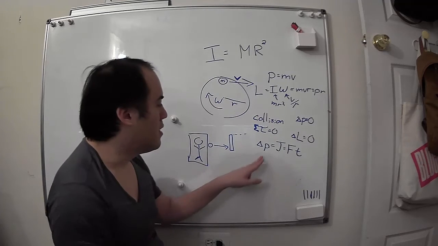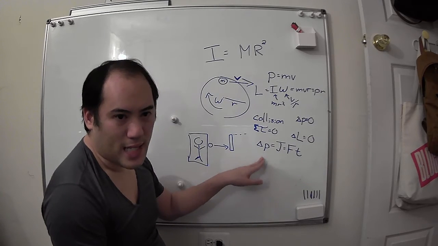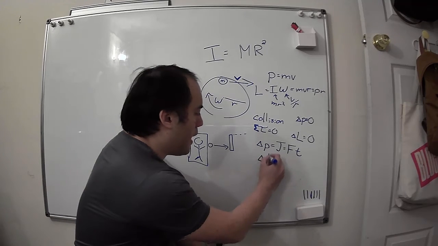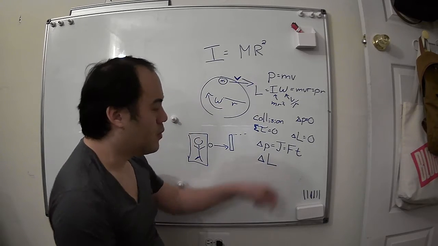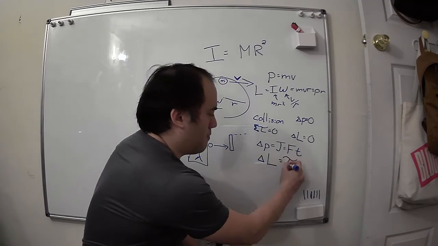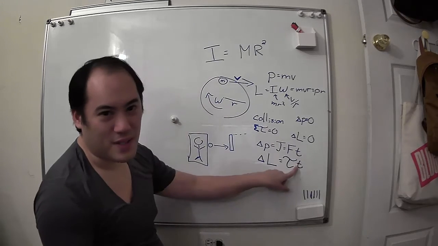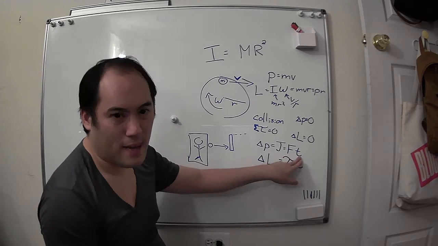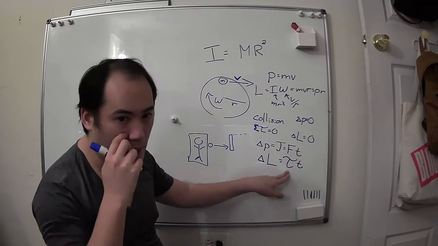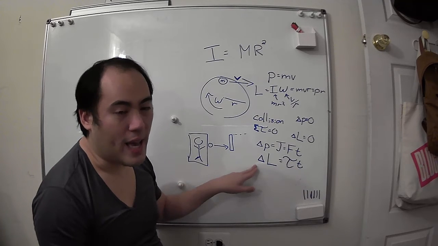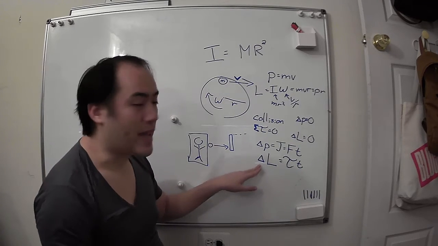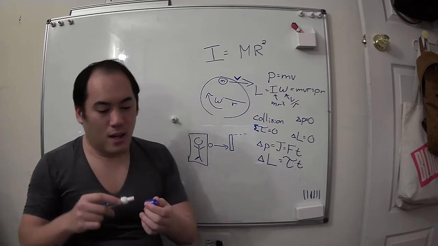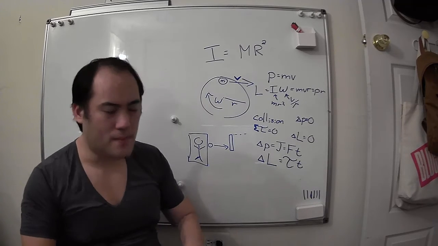Oh, I see. Well, if an object can change momentum when it experiences force, an object can change angular momentum when it experiences torque. This is really confusing. Looks like two T's. Yeah. Force applied for a certain time changes momentum. Torque applied for a certain time causes a change in angular momentum. Okay, so that was a great equation.